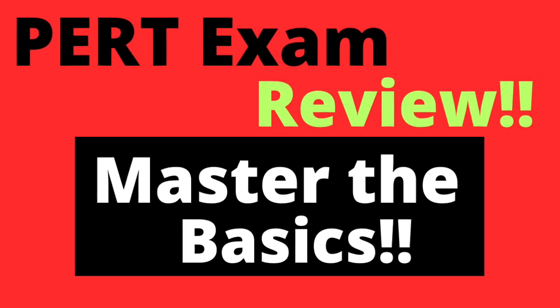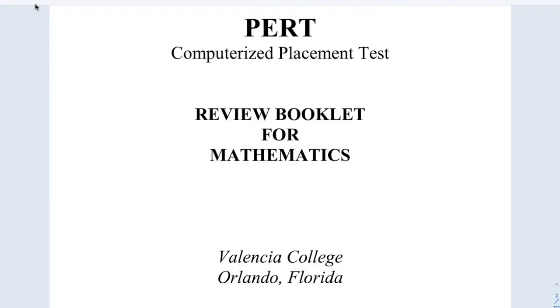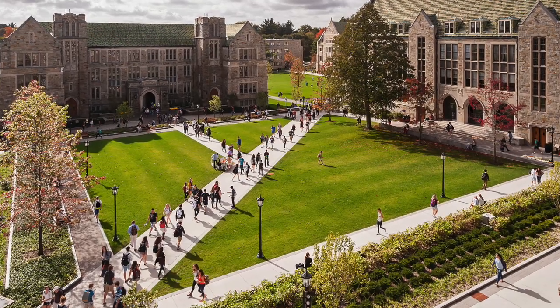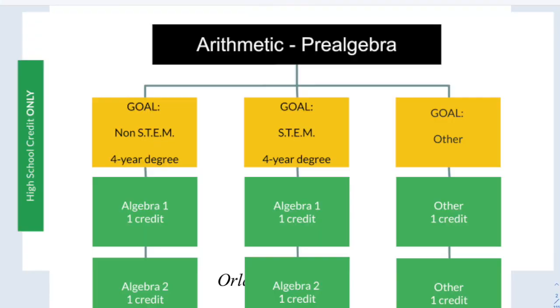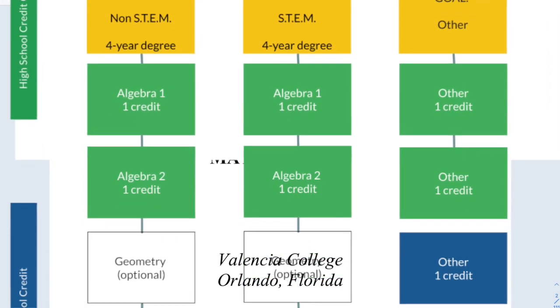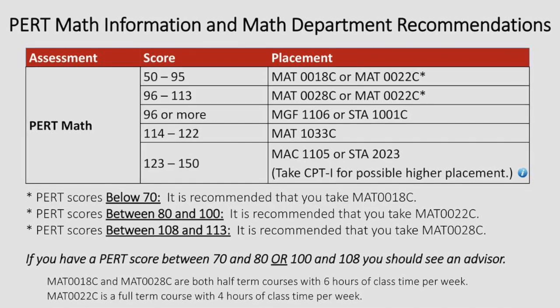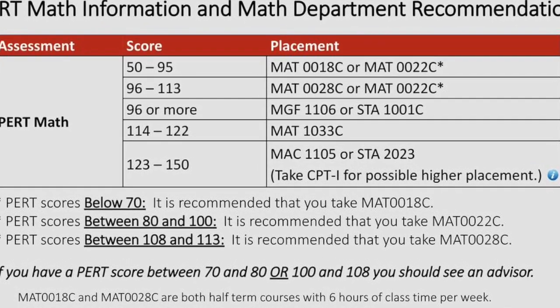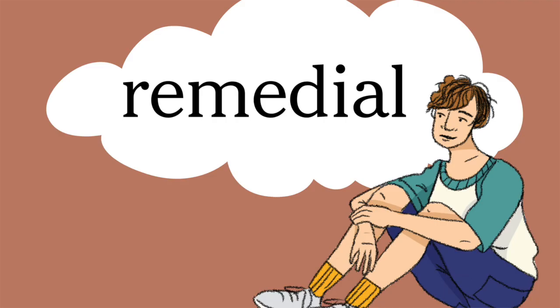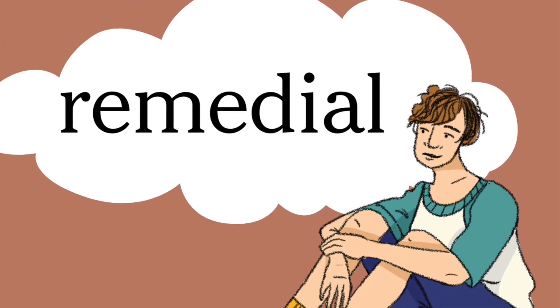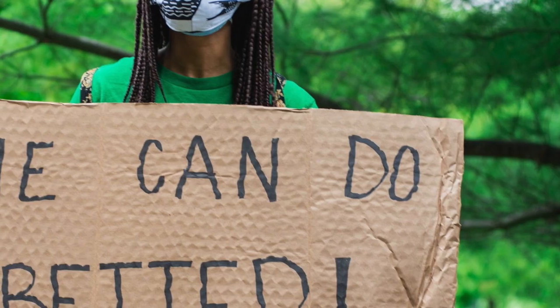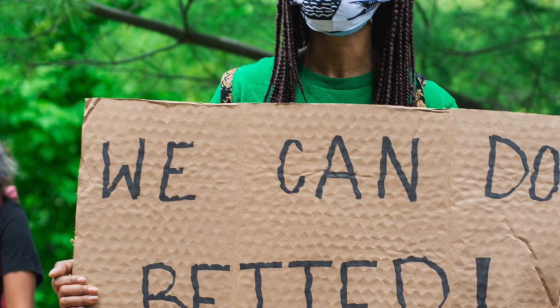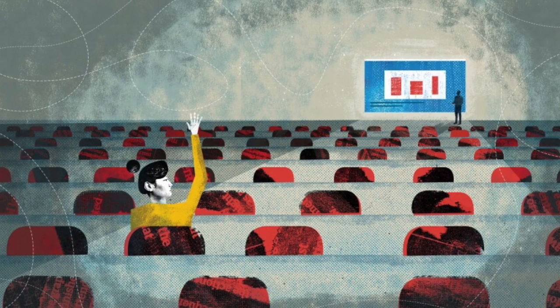The PERT stands for Post-Secondary Education Readiness Test. What's the idea? The PERT is used to place you in college. There's an order in how you take the math classes in college, and depending on how you do in the PERT exam, you get placed into a college class. Hopefully not a remedial class, but again, that's the reason we're studying today. So the idea is the better you do in the PERT exam, the higher level math you'll be placed.